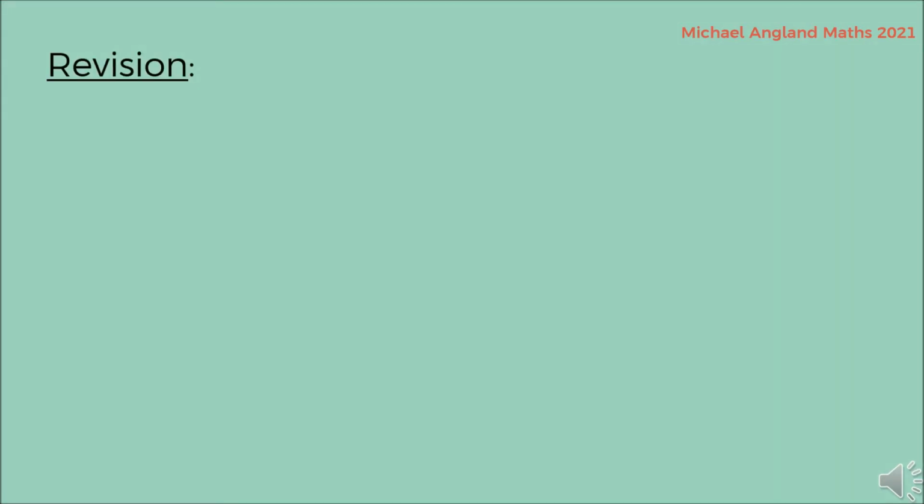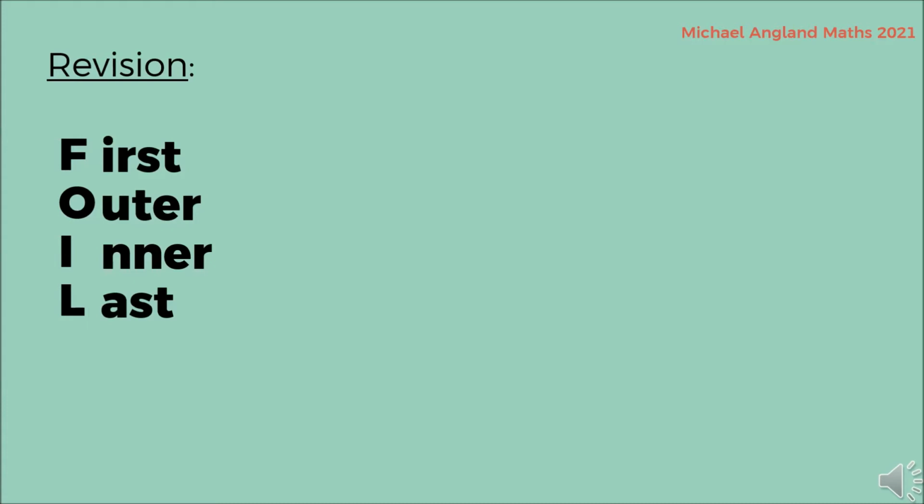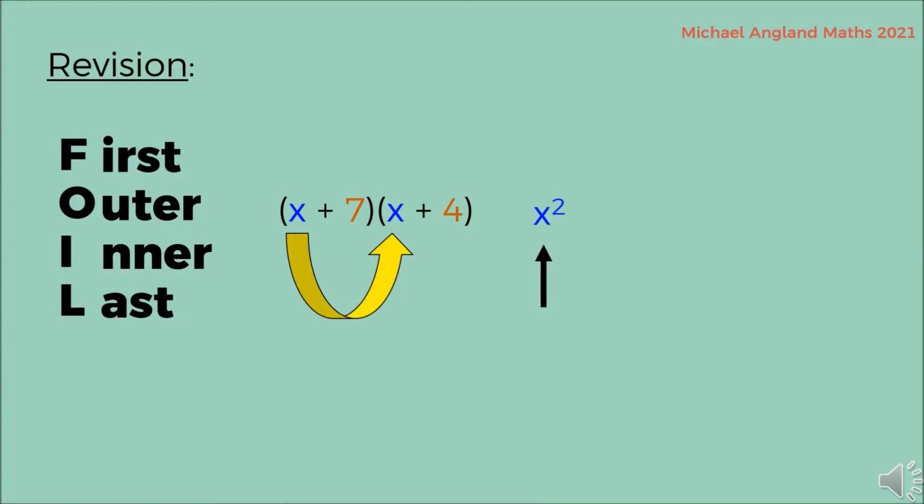Some revision about expansion. Remember the acronym FOIL: first, outer, inner, last. So let's take the example (x + 7)(x + 4). When we expand this factorized quadratic, we use the acronym FOIL. First means the respective first terms, x times x, x squared.